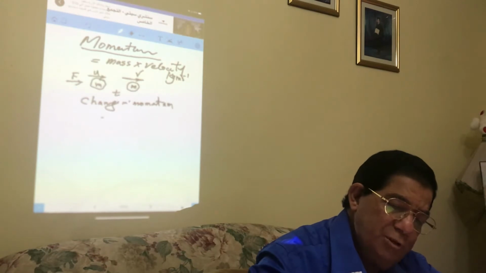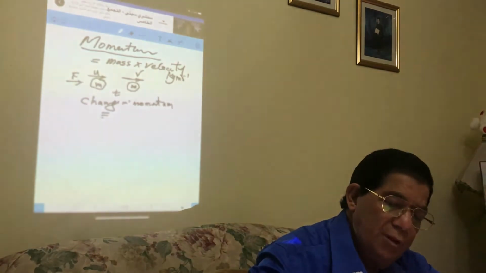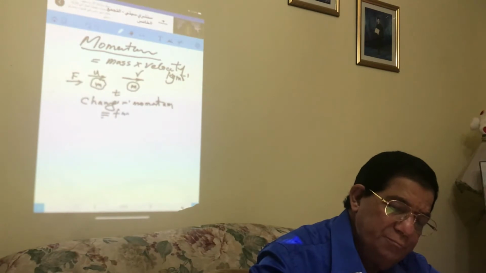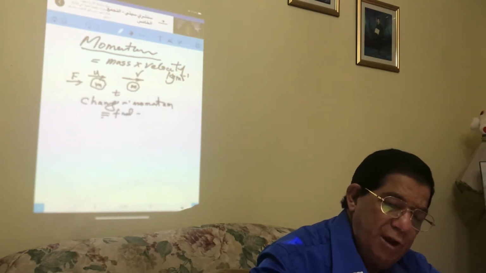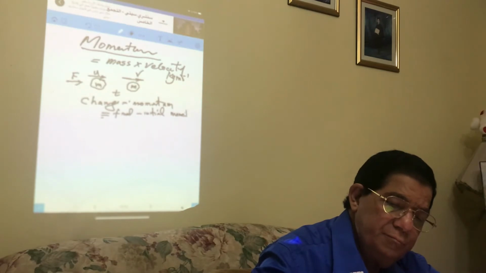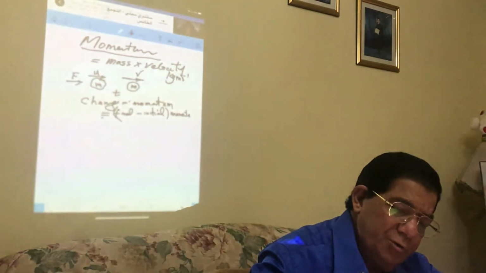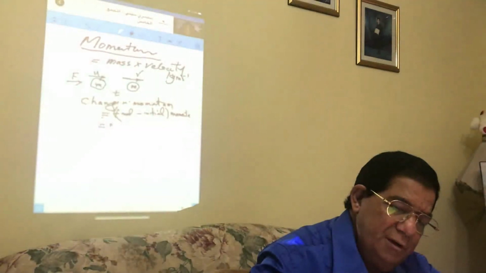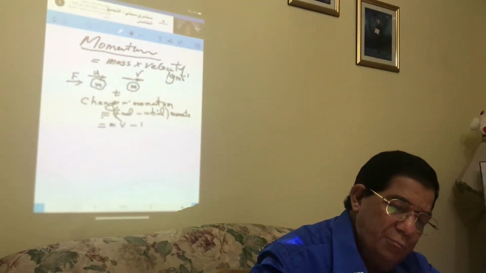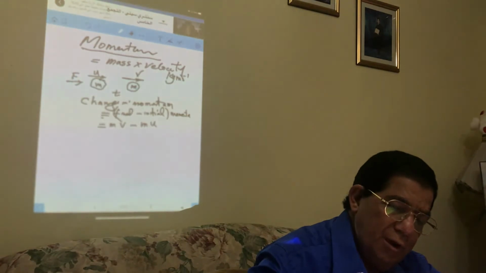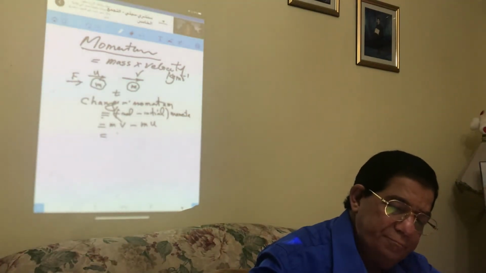The change in momentum will be equal to the final momentum minus the initial momentum. The final minus the initial. We subtract mv minus mu, equal to m times v minus u.